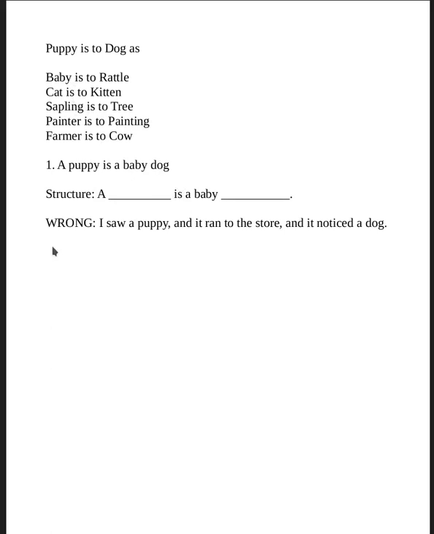If it's very difficult, I might write it down on a piece of paper. If it's otherwise, I'll say it out loud. If I'm taking a test, I might just do it under my breath or something like that. But I'll say, a cat is a baby kitten. A painter is a baby painting. And I realize that those are wrong, right? So I actually test these out.